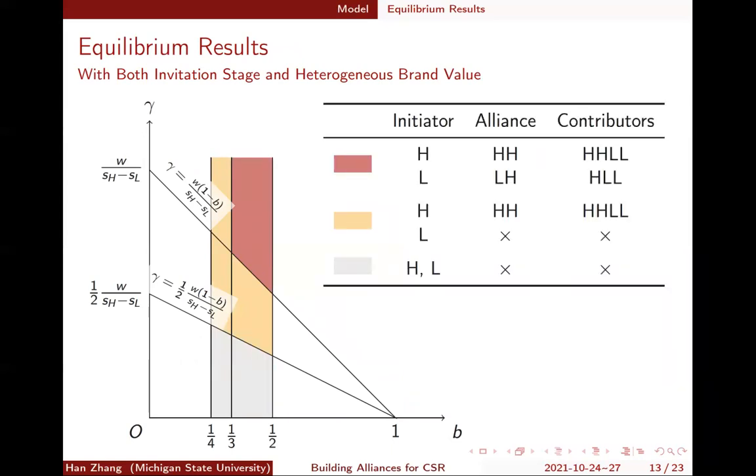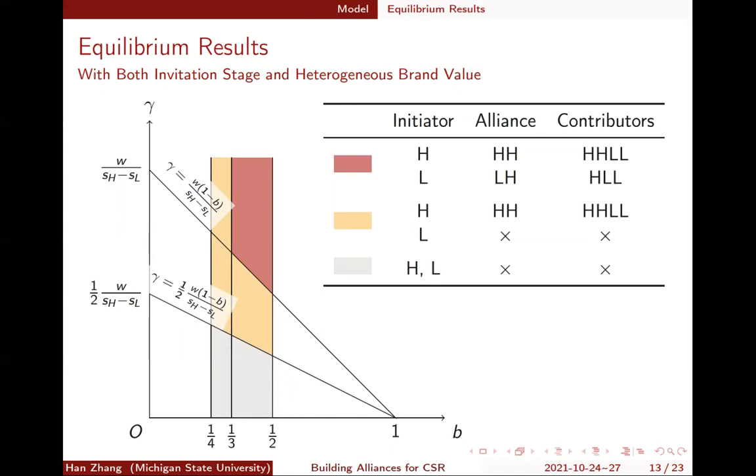In the red region, when both the benefit B and the concern for status gamma are high, an initiator with either high or low brand value may form an alliance by inviting a high brand value company. Then in the contribution stage, the remaining low brand value companies will also contribute. In the yellow region, when either B or gamma is lower, only a high brand value initiator will be able to form an alliance, inviting the other high brand value company. The uncommitted low brand value companies will contribute in the subsequent stage.